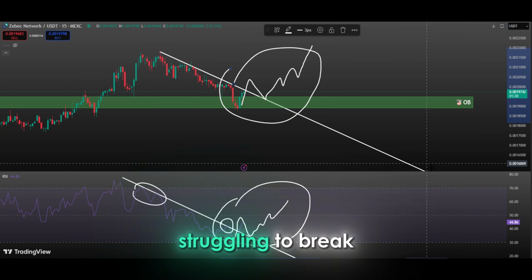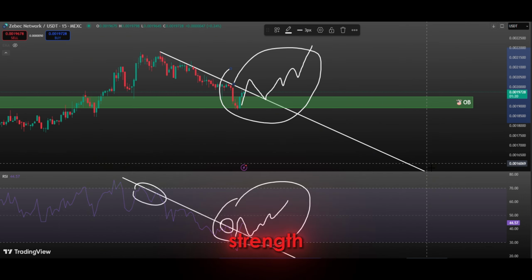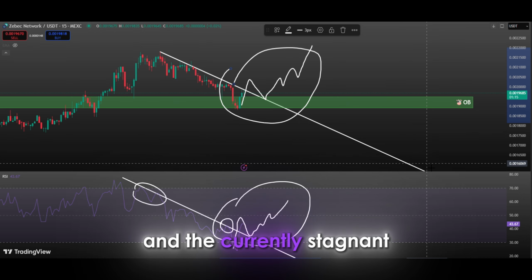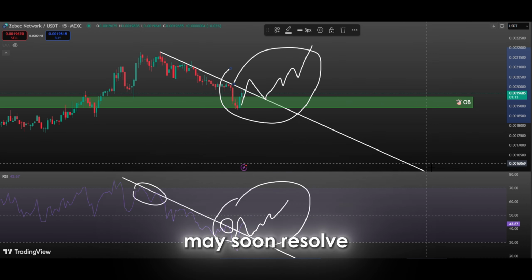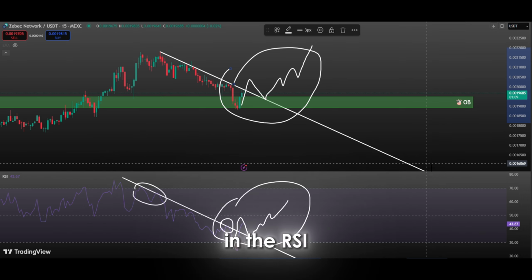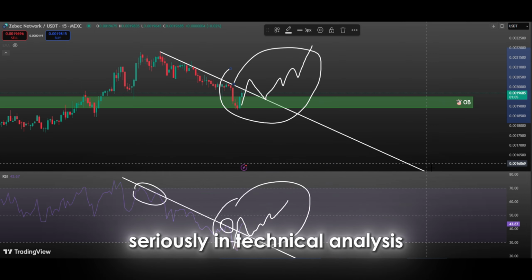While the price is still struggling to break through a critical resistance level, the RSI has already surpassed its corresponding resistance and has started to move higher. This suggests that internal market dynamics are gaining strength, buyers are starting to take control of momentum, and the currently stagnant or pressured price movement may soon resolve into an upward breakout. This early reaction in the RSI generally acts as a leading indicator and is taken seriously in technical analysis.